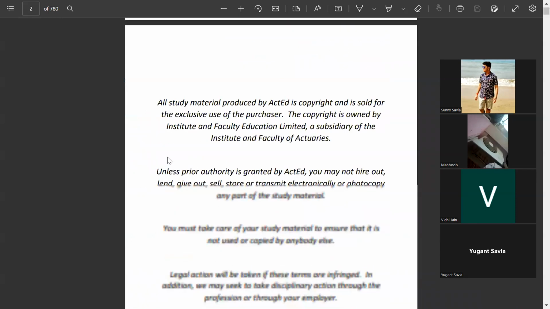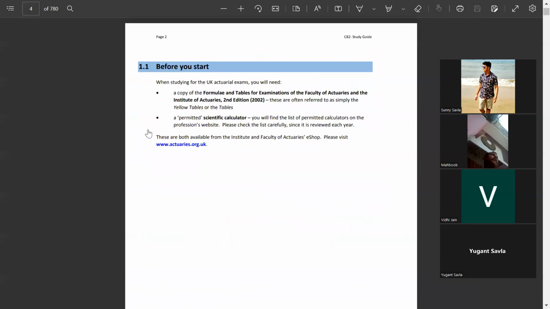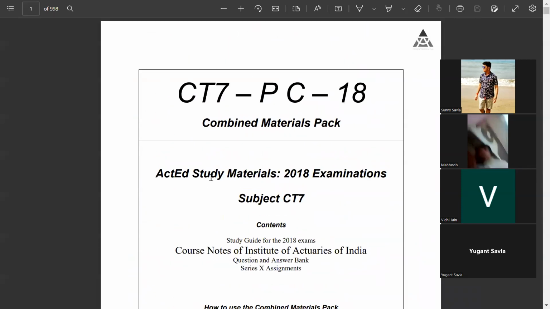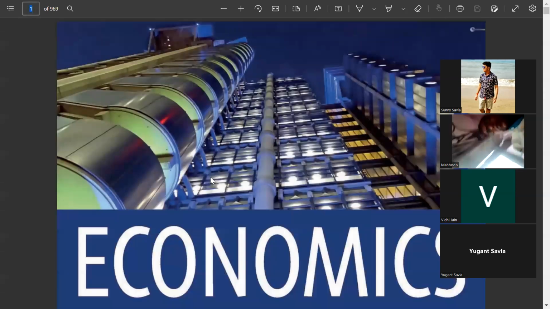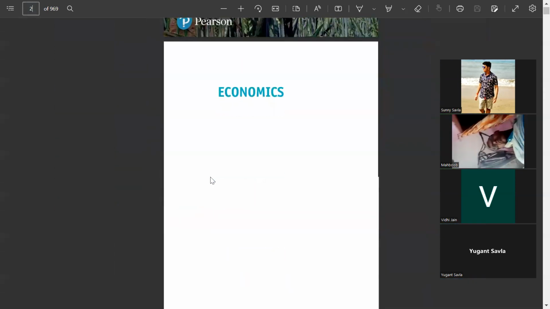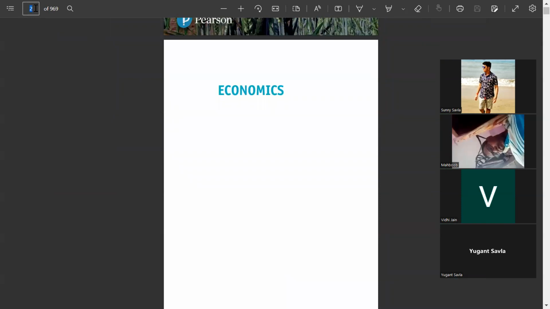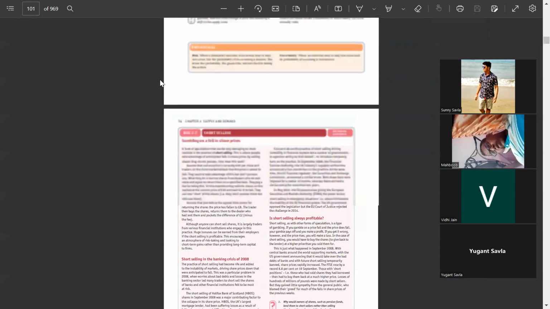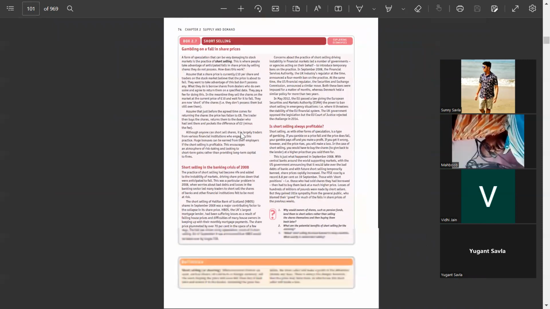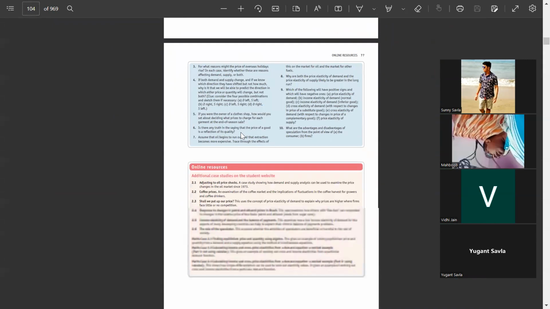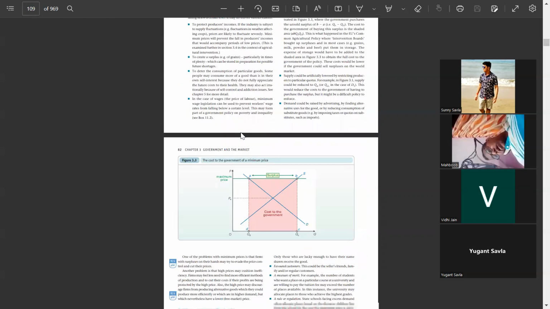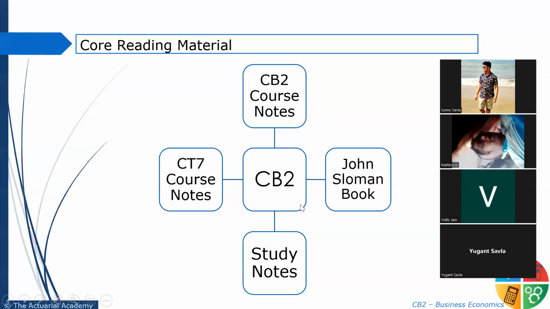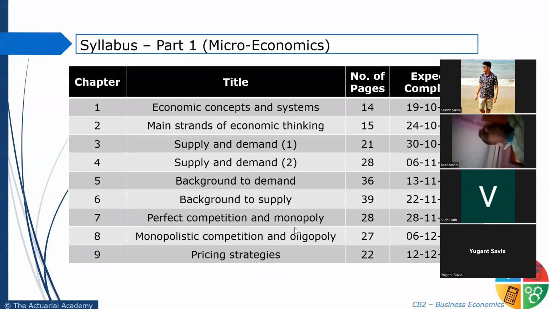This is the CB2 course notes. Again, we'll be sharing this with you too. This is the CT7 book, the course notes from prior to 2019, and this is the John Sloman edition that I was talking about. As you can see, it's a 900-page book, extensively covered with a lot of examples and information, which is way too much extra for our syllabus. So this is the core reading of CB2 that you'll come across.